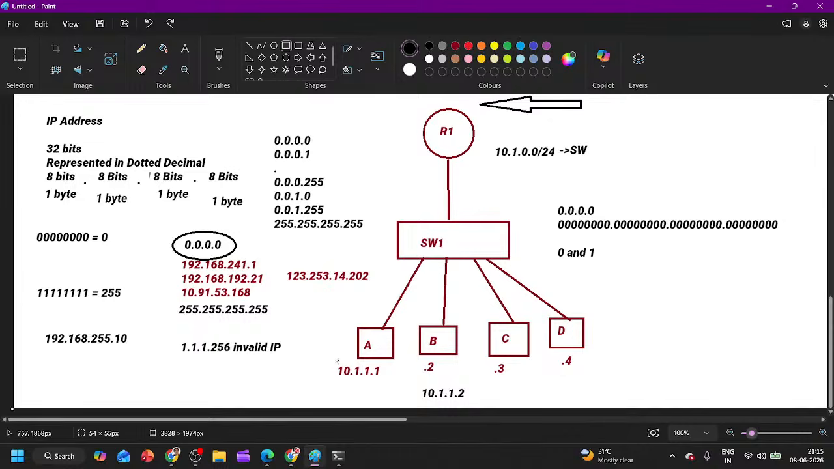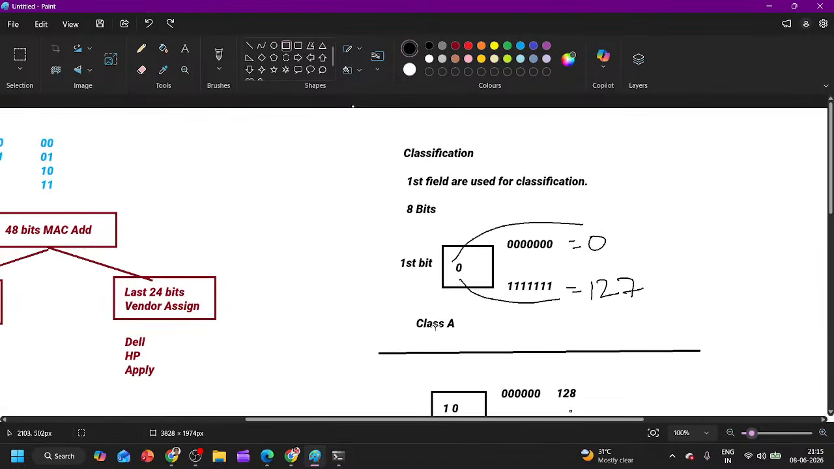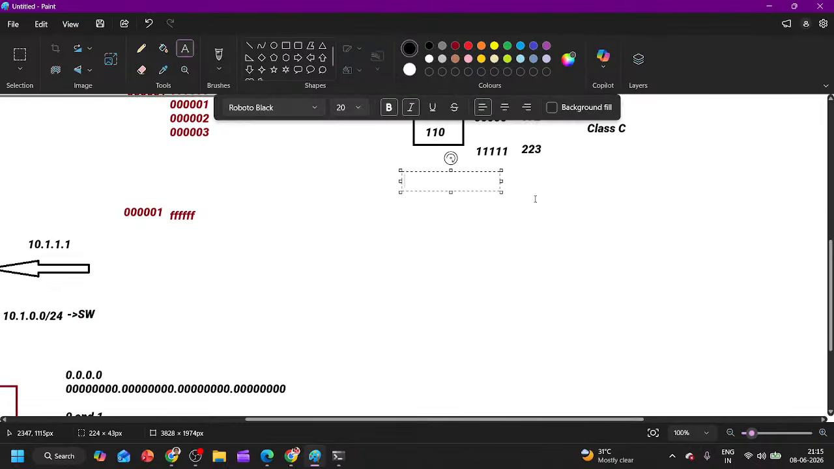So maybe inside this single IP address there are 24 network bits and 8 host bits. I don't know, but maybe 10 network bits and the rest all host bits. How can we identify the network bits and host bits inside any particular IP address? By subnet mask, correct. To identify network bits and host bits inside any IP address, we have a tool, a marker that is called subnet mask. Subnet mask is going to tell you how many host bits and how many network bits there are.